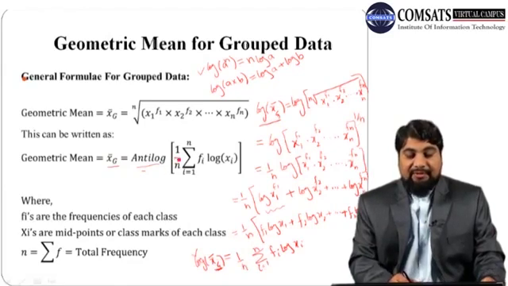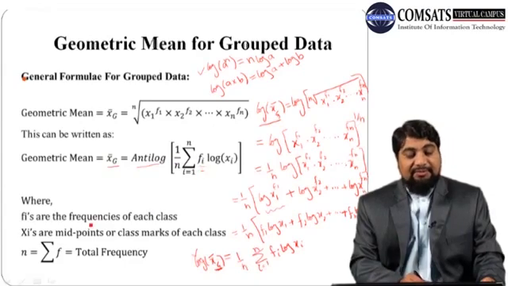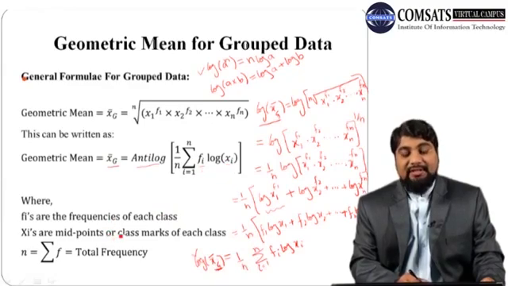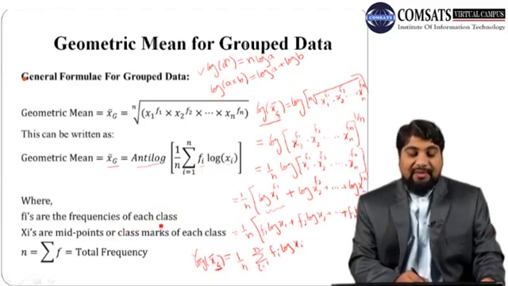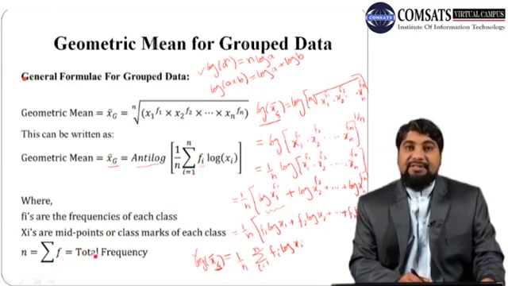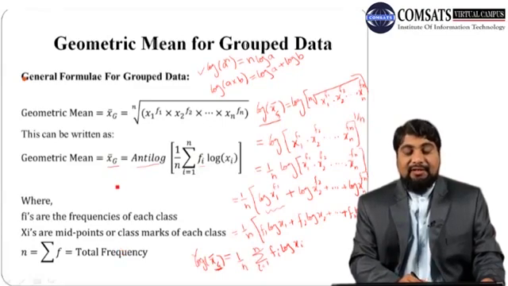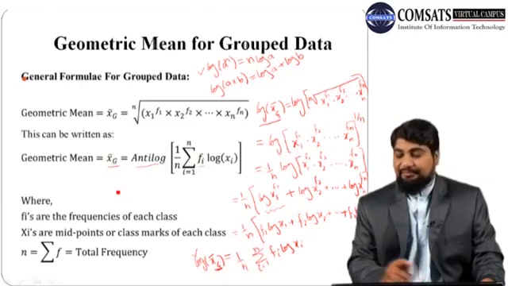Now here f i are the frequencies of each class, and x i's are the midpoints or class marks of each class, and n is equal to summation f, which represents the total frequency. So this is the formula for finding the geometric mean for the grouped data. Let us explain this result with the help of an example.